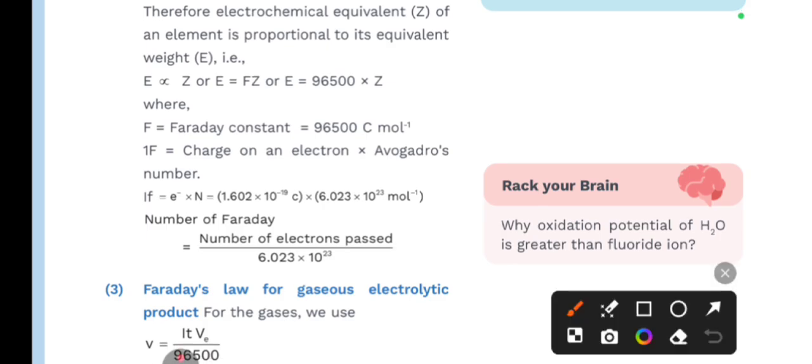So what is the value of the Faraday constant? It is always 96500. And how is this value obtained? If you multiply the charge on the electron with Avogadro number, you will get 1 Faraday. And 1 Faraday is equal to 96500.